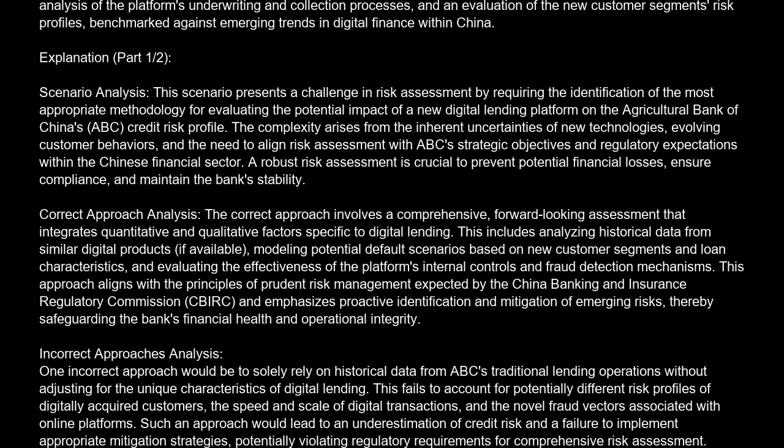Incorrect approaches analysis. One incorrect approach would be to solely rely on historical data from ABC's traditional lending operations, without adjusting for the unique characteristics of digital lending. This fails to account for potentially different risk profiles of digitally acquired customers, the speed and scale of digital transactions, and the novel fraud vectors associated with online platforms.